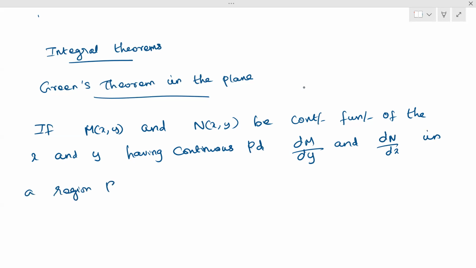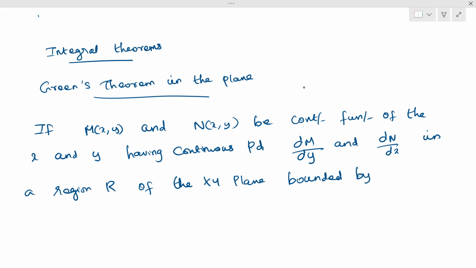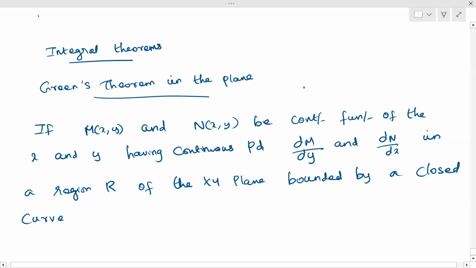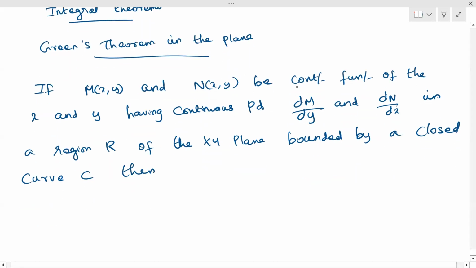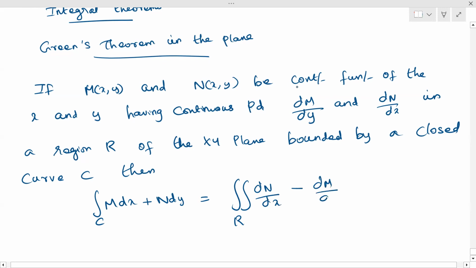So here also we need the region of the xy plane bounded by a closed curve C. Then the statement is: integral over C of M dx plus N dy equal to double integral over R of dou N by dou x minus dou M by dou y dx dy.